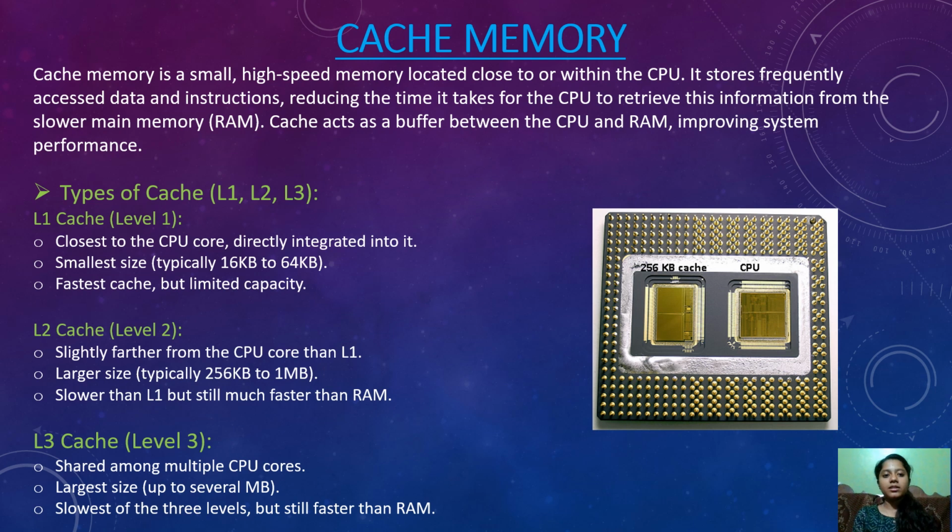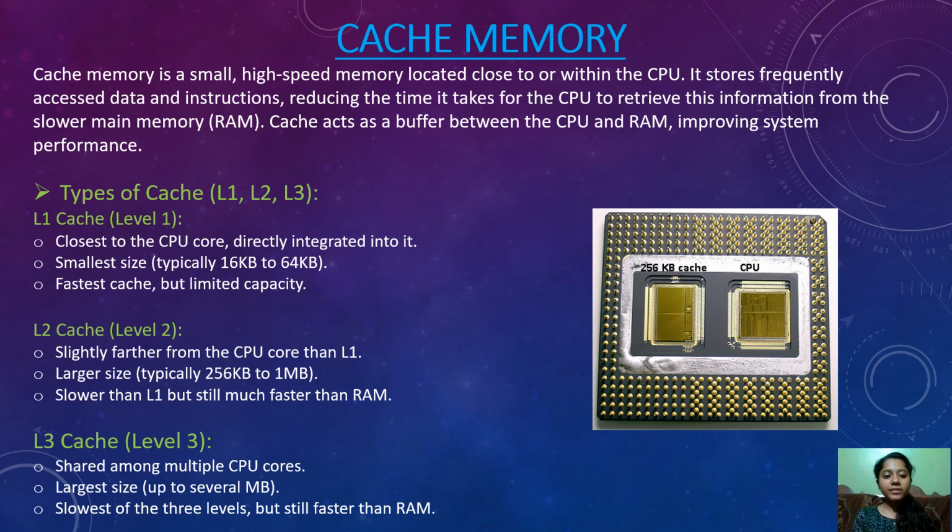Next, let us talk about cache memory. Cache memory is a small high-speed memory located closer to or within the CPU. It stores frequently accessed data and instructions, reducing the time it takes for the CPU to retrieve this information from the slower main memory, that is RAM. Cache acts as a buffer between the CPU and RAM, improving system performance.